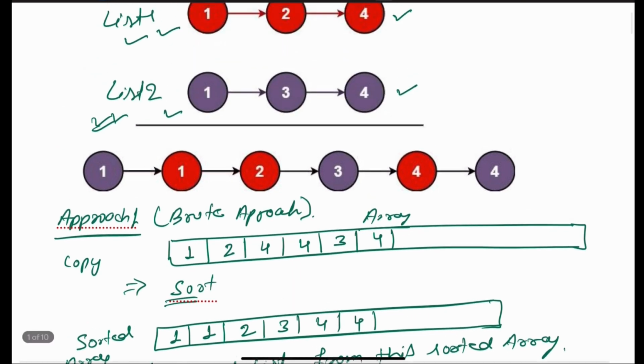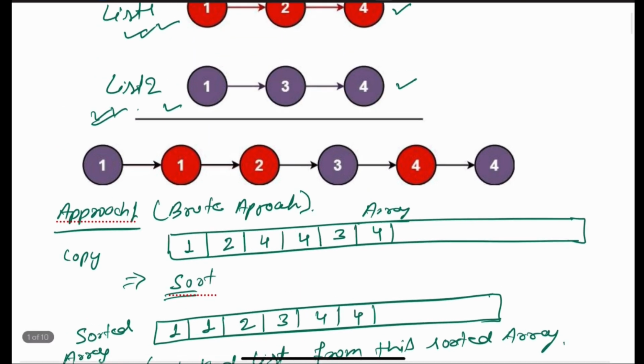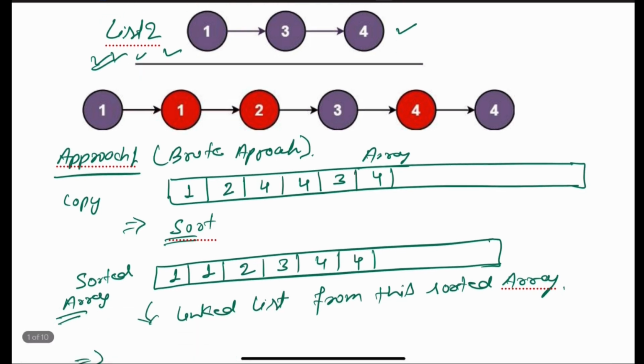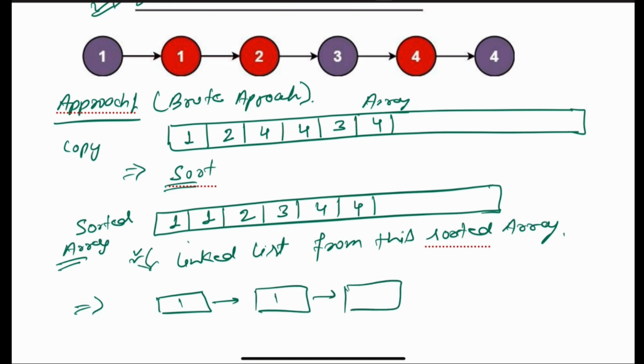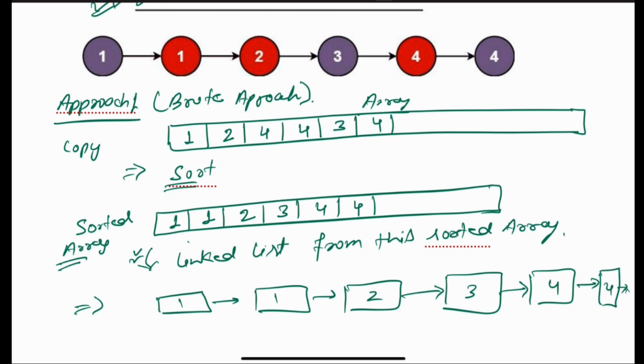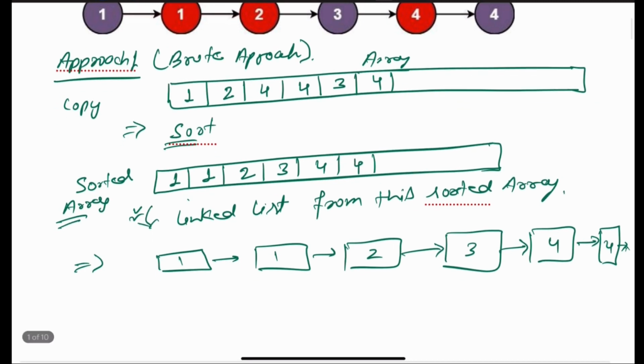First, we will copy all the elements from list 1 and list 2 into this empty array, and then we will sort this array to create a sorted array. And once we get this sorted array, we will create a linked list from it. So we can simply create a linked list like 1, which will point to another 1, which will point to 2, and 2 will be pointing to 3, 3 will be pointing to 4, and 4 will be pointing to another 4. This will be pointing to null. So this is a very brute force approach to solve this problem. But of course, the interviewer will not be happy with this.